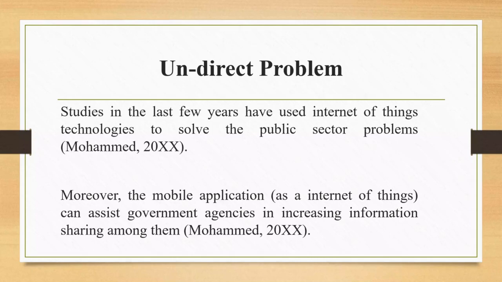Okay, let's say here the first sentence: studies in the last few years have used Internet of Things technology to solve public sector problems. Okay, so here they said they use the Internet of Things to solve public sector problems. And another one mentioned the mobile application can assist government agencies in increasing information sharing among them.